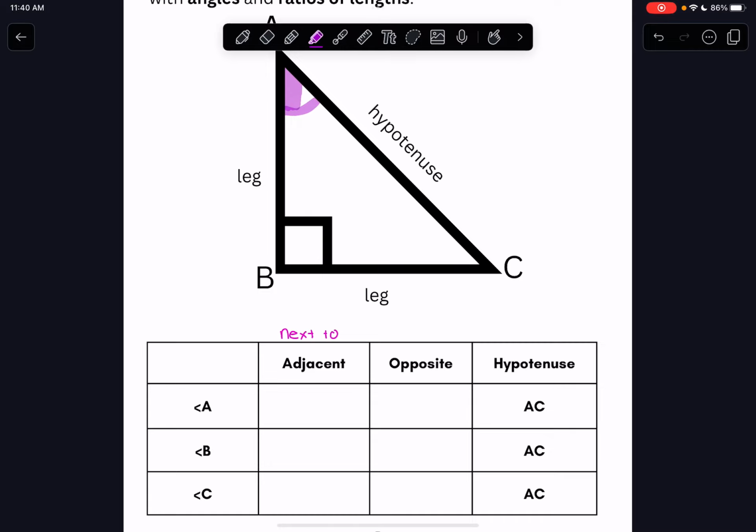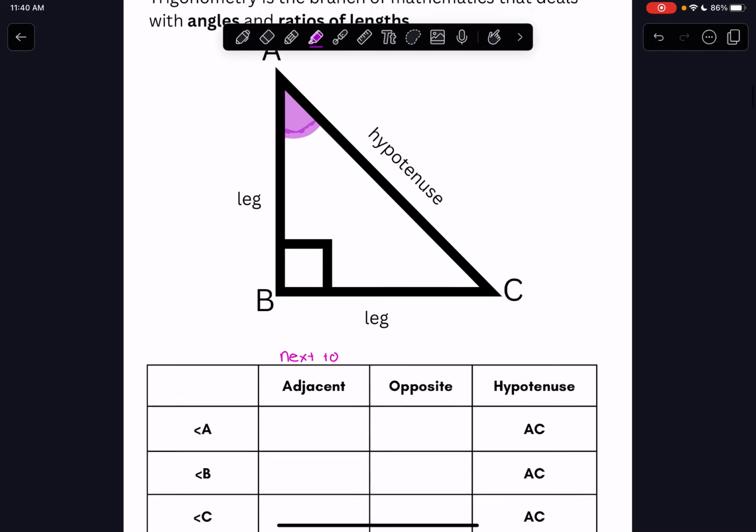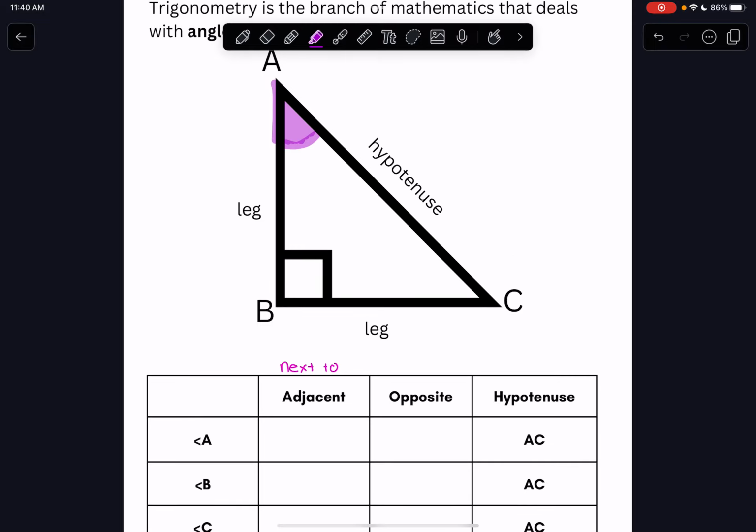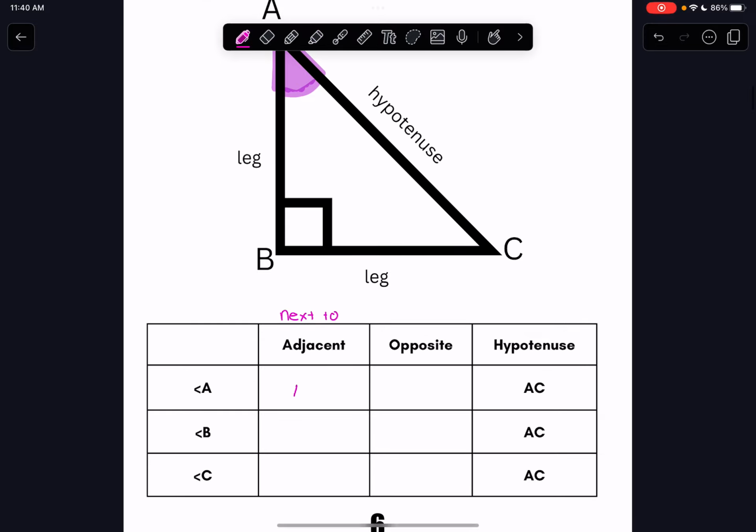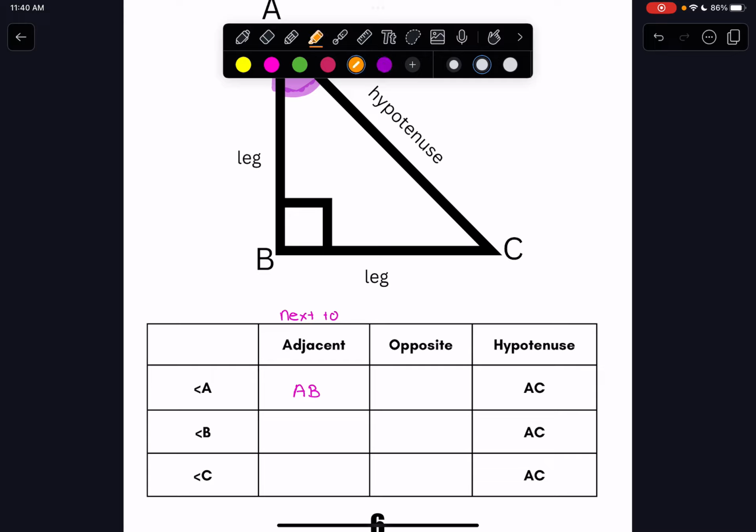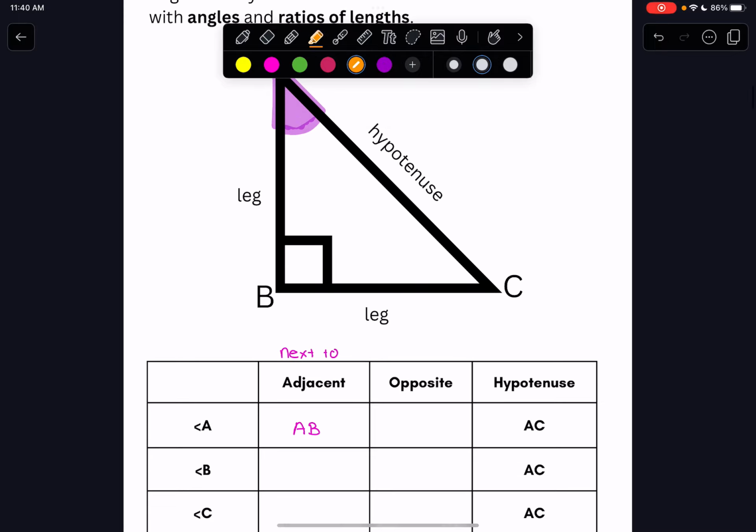So this is angle A. Angle A touches these two sides. One of them is the hypotenuse, so the other side is AB. So that is adjacent to angle A. Now if I look and see what is opposite, you are looking to see what side it is not touching. The side that is not touching angle A is BC.